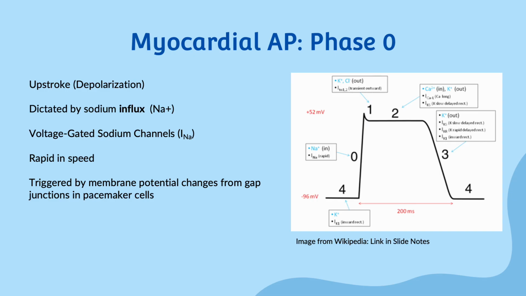Phase 0, also known as depolarization, is the initial rapid depolarization of the cell membrane, characterized by an upstroke on the graph of membrane potential. This is caused by a rapid influx of positively charged ions, primarily sodium ions, through voltage-gated channels. This influx of ions causes the membrane potential to become more positive. It is important to note that the trigger for these voltage-gated sodium channels is a change in membrane potential that occurs due to the myocardial cell's connection to pacemaker cells, covered in another lecture, in the heart via gap junctions.